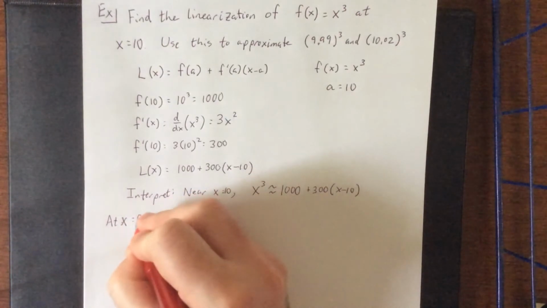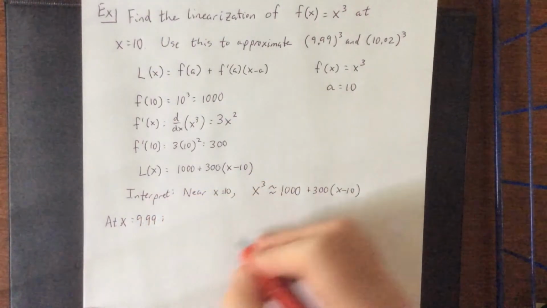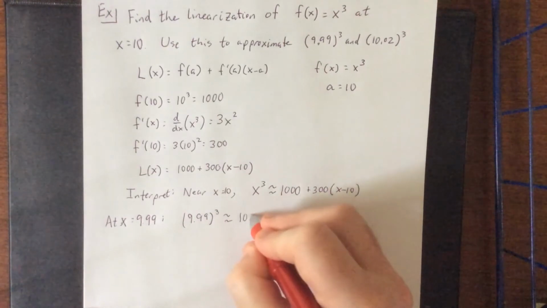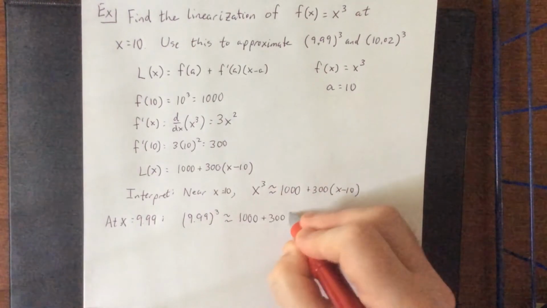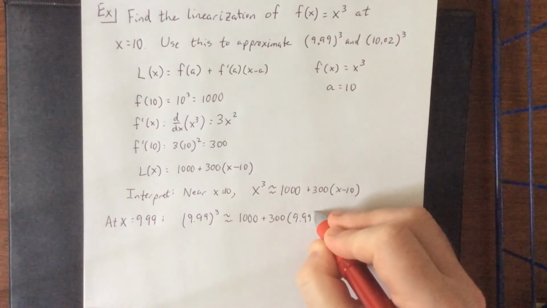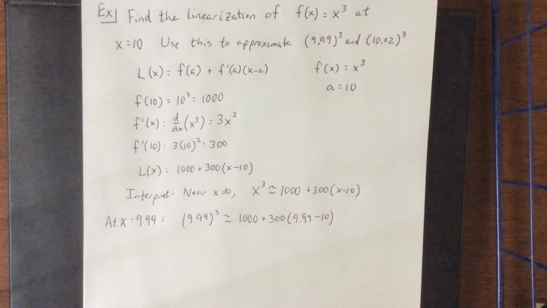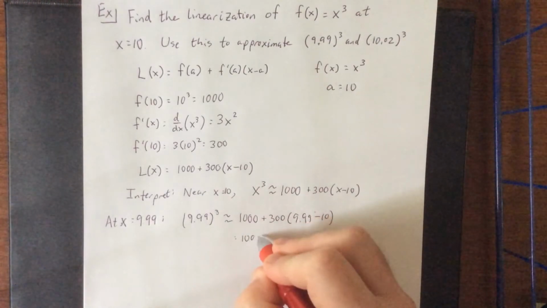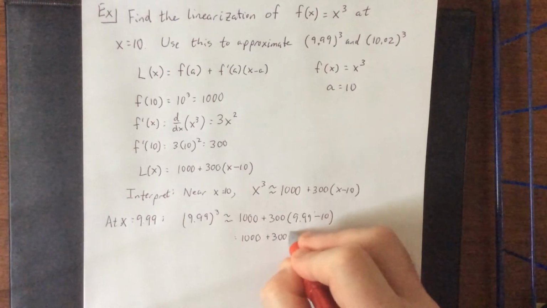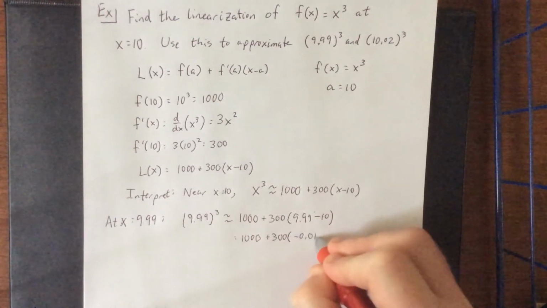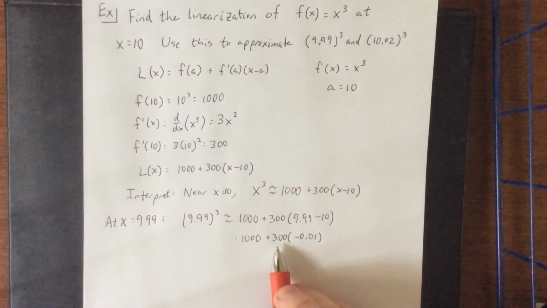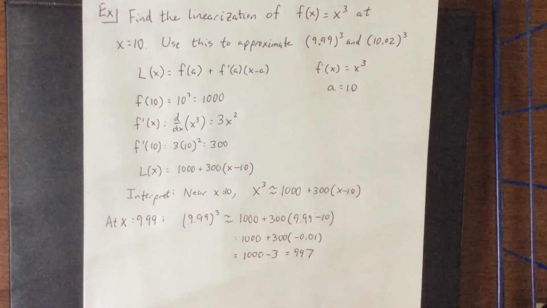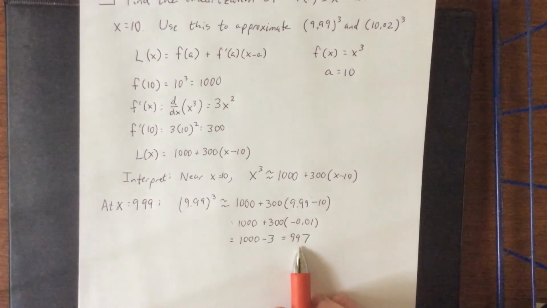We'll say at x equals 9.99, what we're saying is that 9.99 cubed is going to be approximately equal to 1,000 plus 300 times 9.99 minus 10. Now, cubing this number doesn't seem particularly fun, but honestly, this isn't going to be too bad. So this is going to be equal to 1,000 plus 300 times, performing this subtraction, negative 0.01. That is 1/100th, and 1/100th of 300 would be 3. So this is going to be 1,000 minus 3. So 9.99 cubed is going to be approximately equal to 997.